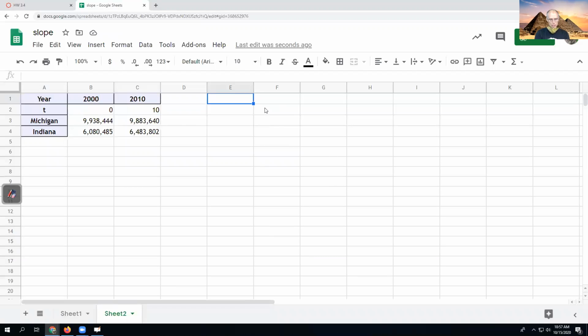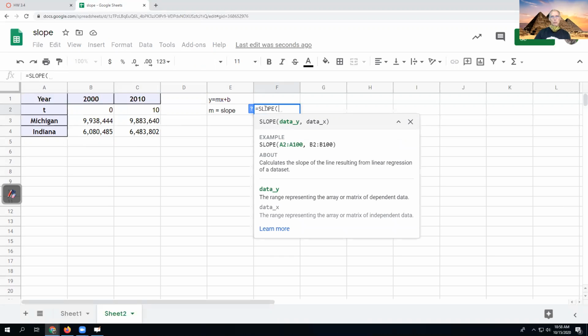So to find a linear equation, I need a slope and a y-intercept. So I'm aiming for something like y equals mx plus b. And m is slope. And it turns out spreadsheets have a way to calculate slope for certain kinds of data. So I'm going to go equals and start typing slope, and it says, yeah, I can find the slope for linear regression of data. So what linear regression means is a whole other idea, but let's not worry about it.